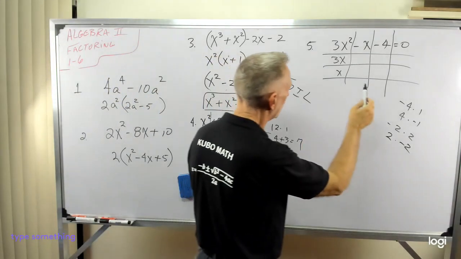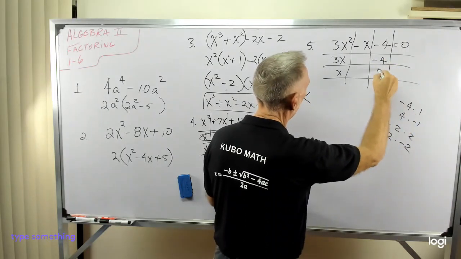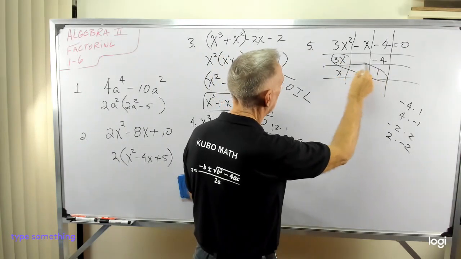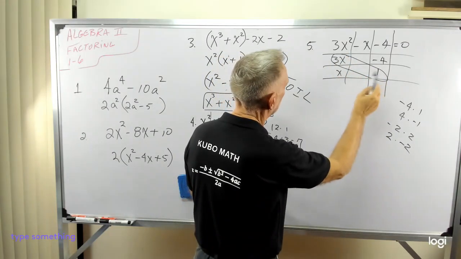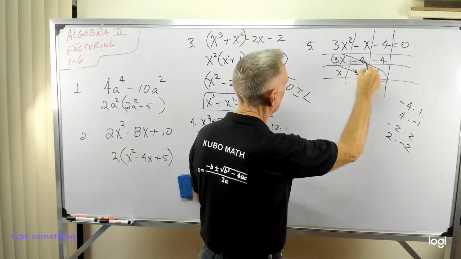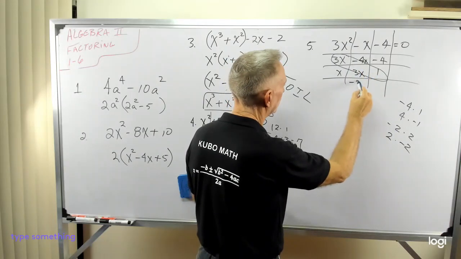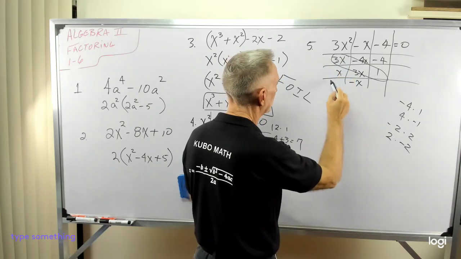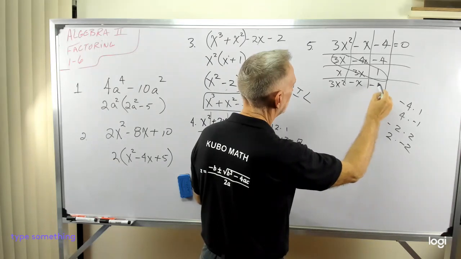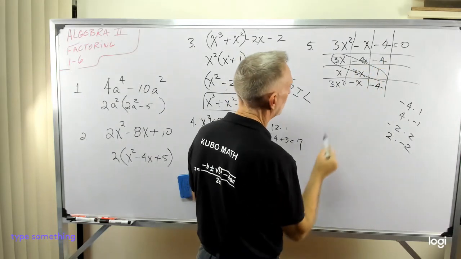Now, you'll notice I'm going to go with negative 4 and 1. And the reason I'm going to do that is because I'm going to multiply this. 3x times 1 gives me 3x. X times a negative 4 gives me a negative 4x. A negative 4 plus a positive 3 gives me a negative x. 3x times x gives me 3x to the second power. Negative 4 times a positive 1 gives me a negative 4. 3x squared minus x minus 4 is what I wanted.